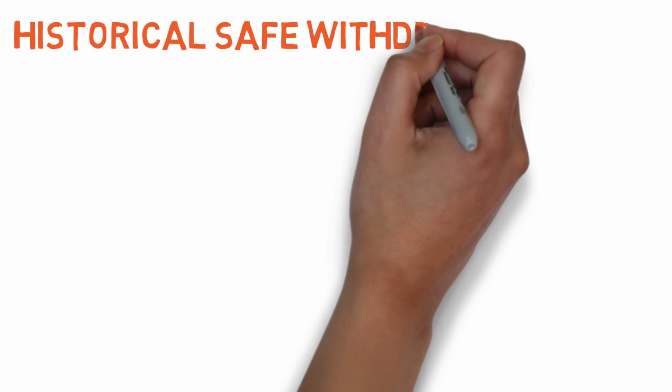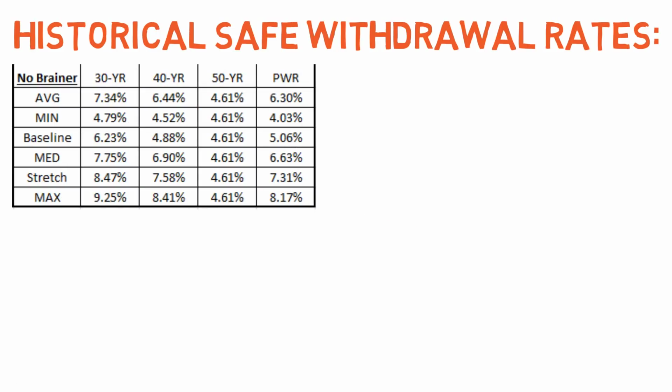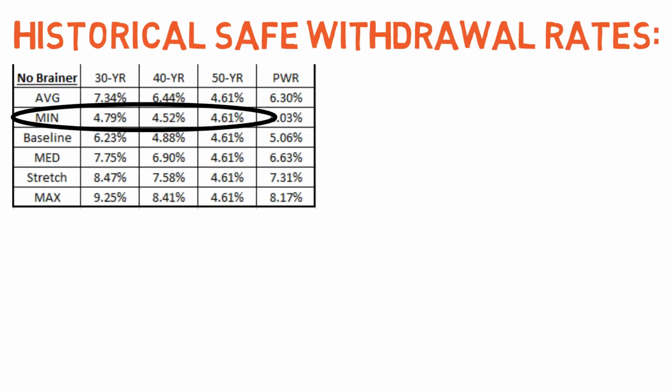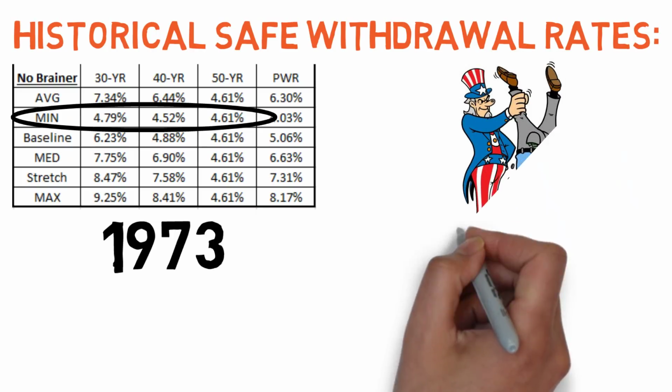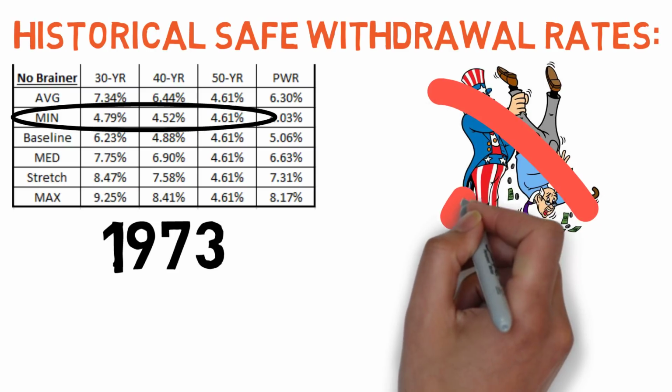Historically speaking, the no-brainer strategy would have maintained minimum safe withdrawal rates of 4.79% over any 30-year stretch, 4.52% over any 40-year stretch, and 4.61% over the 50-year stretch that we had from 1970 to 2019. The worst year to retire for this strategy was 1973, as that's when the 30 and 40-year minimums were set. The 50-year minimum, of course, was set in 1970 because that's the only 50-year period we have to go off of. And I should note that, again, as usual, due to the varying nature of individual expense ratios and tax situations, neither has been considered in these withdrawal rates.